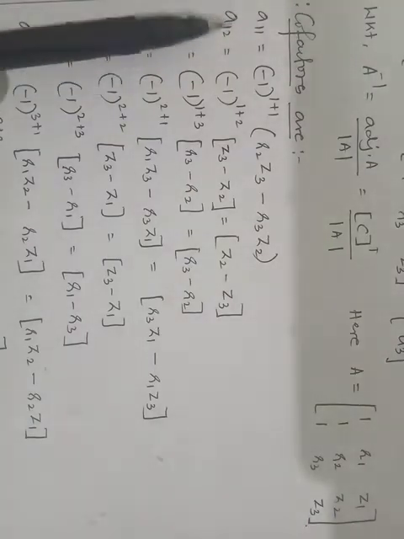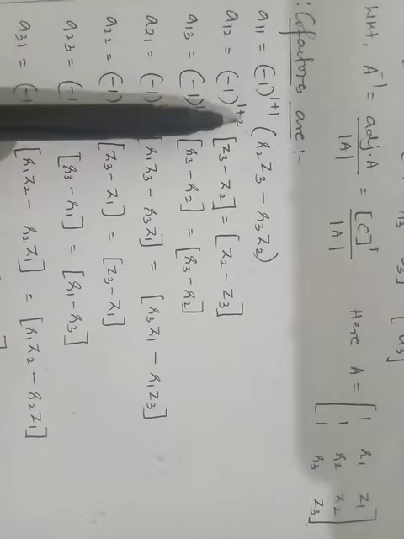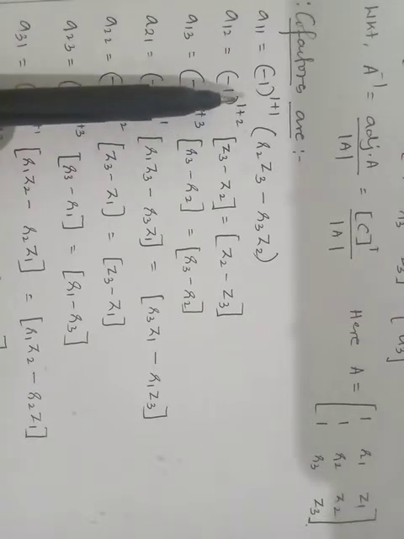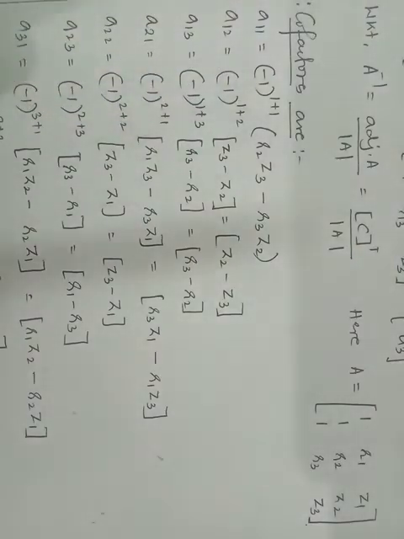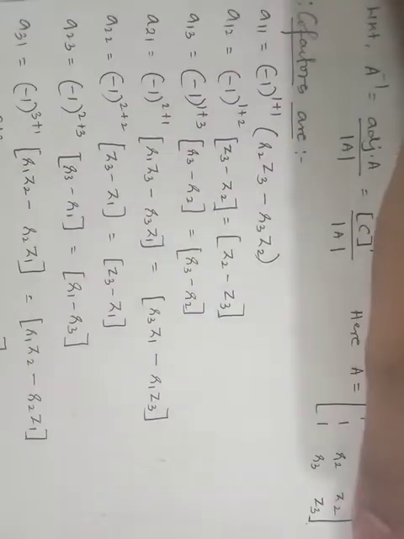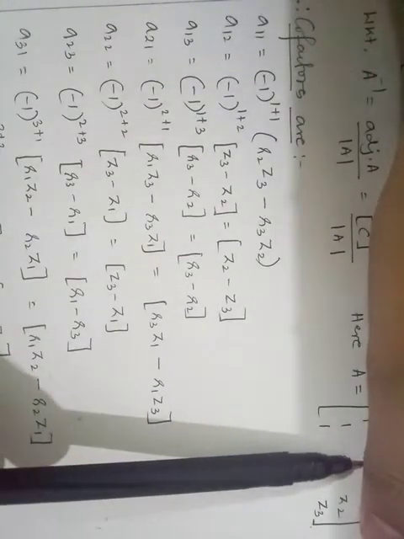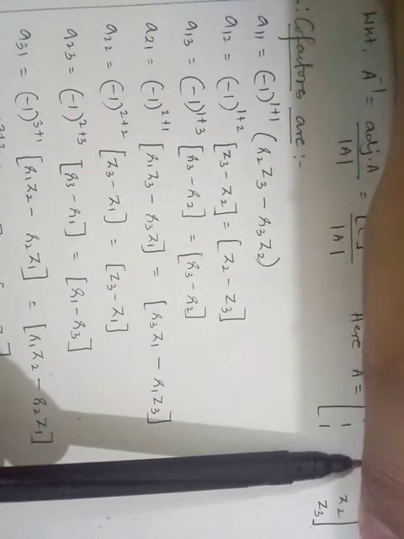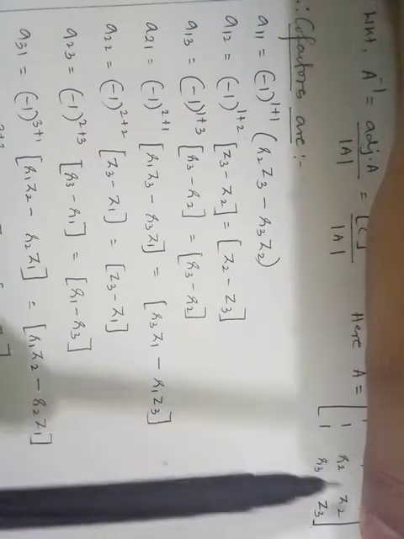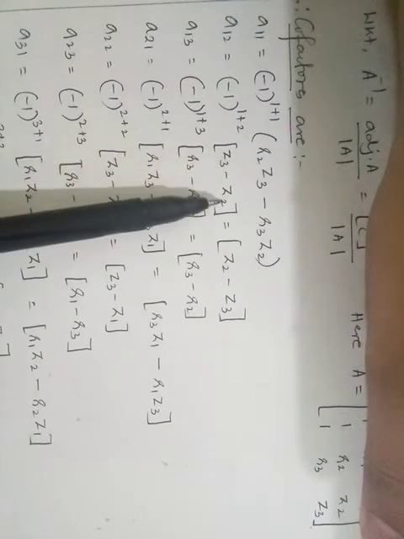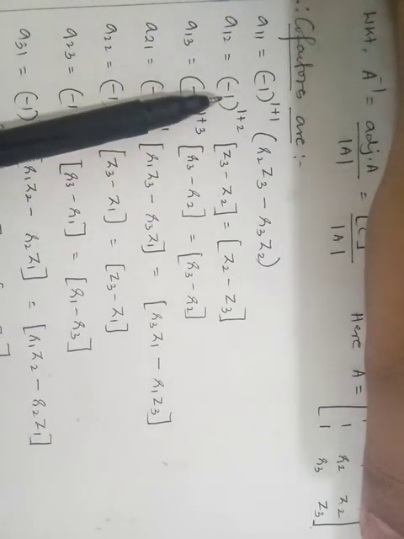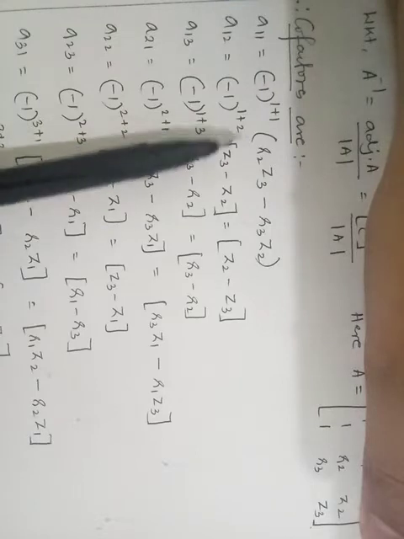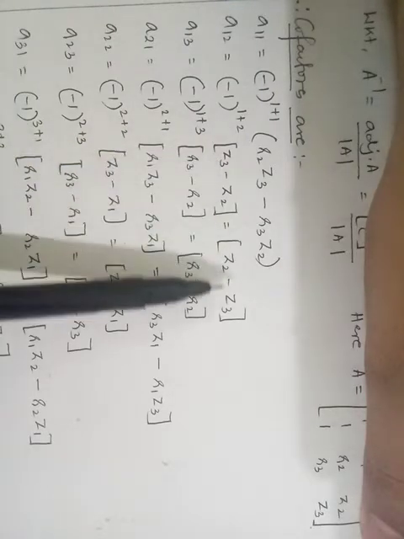A12, minus 1 raised to 1 plus 2. Why 1 plus 2? Whatever is the subscript written here, same thing you need to add as power. So it is first row and second column. First row is completely eliminated, and the second column is eliminated. Remaining is z3 into 1 is z3 minus z2. That is what I have written here, z3 minus z2. Just because minus 1 raised to 3 becomes a minus sign, this will change to z2 minus z3.